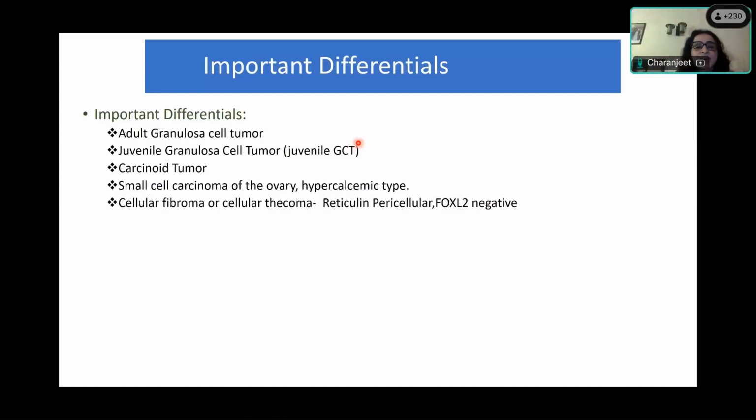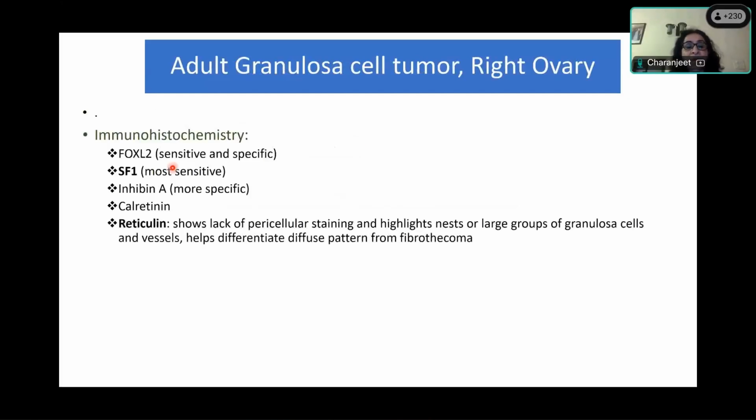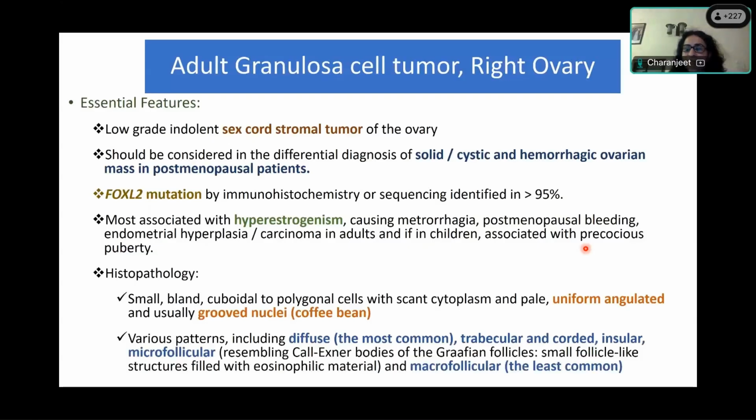So this is a case of adult granulosa cell tumor. We already know FOXL2, SF1 most sensitive for sex cord stromal, inhibin A, calretinin. Now in this you have to remember the special stain, reticulin. If you want to differentiate it from fibrothecoma, you should do a reticulin. In a fibrothecoma, you have pericellular staining, whereas in adult granulosa cell tumor, there is lack of pericellular staining. In fact, large groups of granulosa cells are surrounded by reticulin fibers and not individual cells as you see in a fibrothecoma. So that is an adult granulosa cell tumor. It shows nuclear grooves. It has these various patterns: diffuse, trabecular, cord, insular, and so on, and macrofollicular.